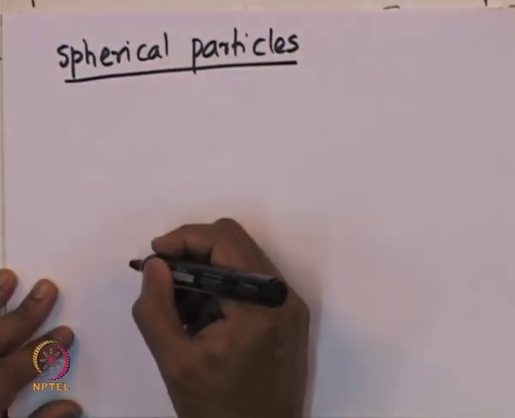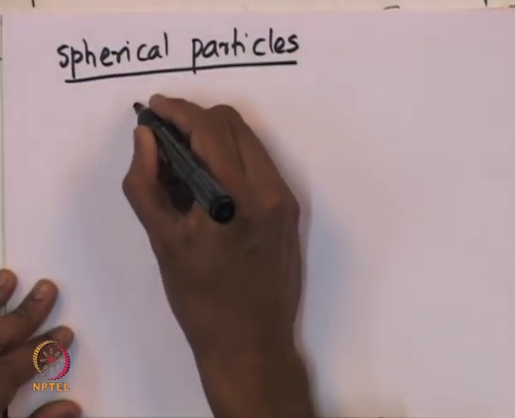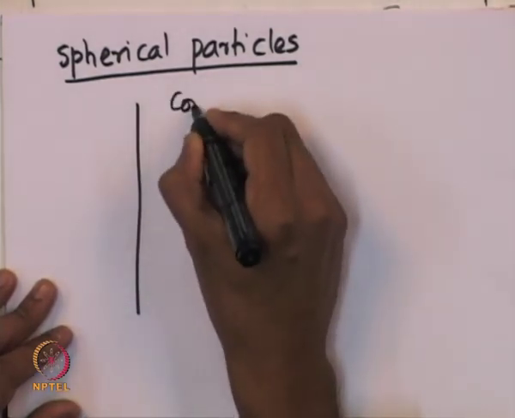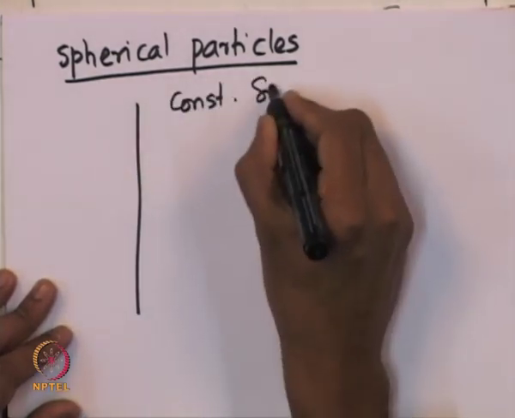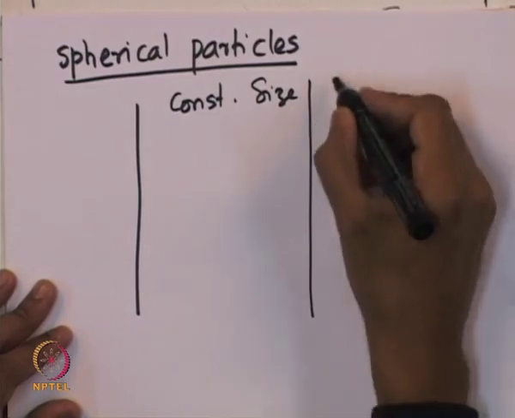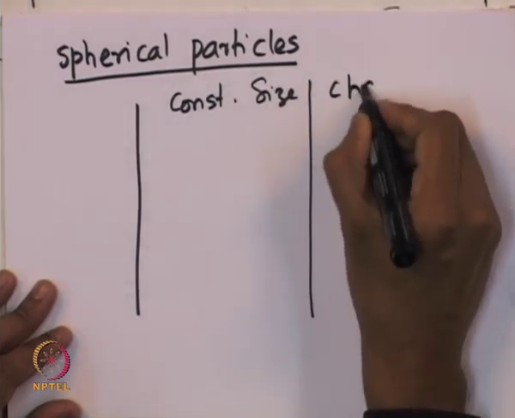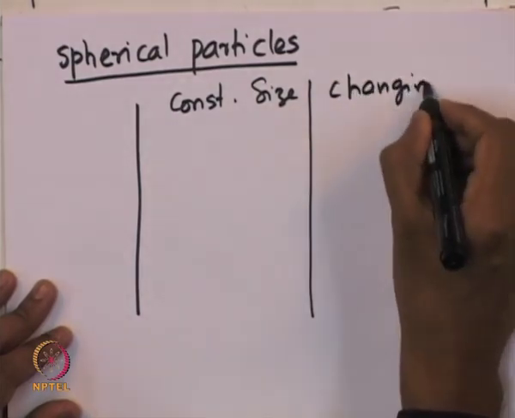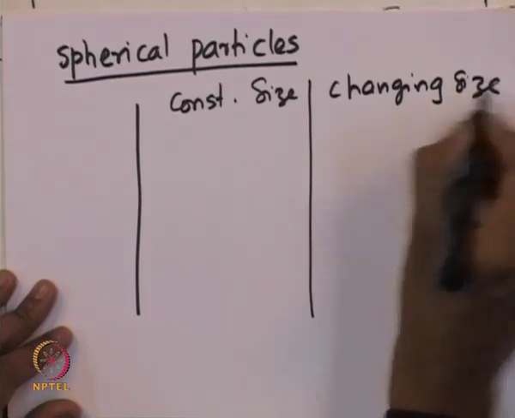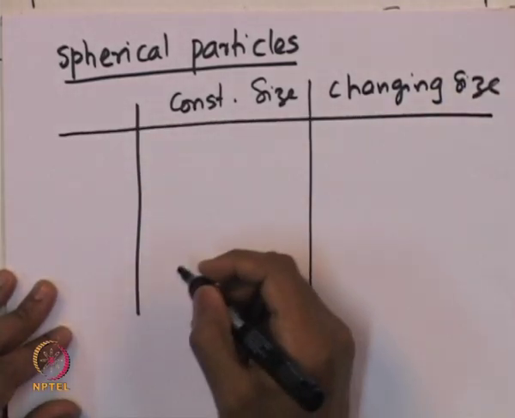So for a spherical particle, suppose we take the constant size and varying or changing size. These are two possible modes. Here, changing size refers to the special case of no ash layer present. As noted in the earlier lecture, the size can change even if the ash layer is present if the densities of solid product and the reactant are different.